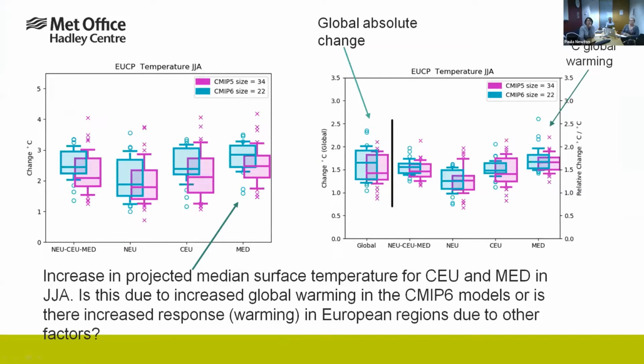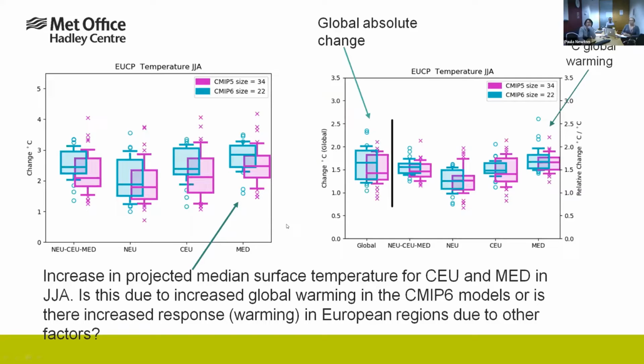We've got CMIP6 in the light blue, and the dark purple is the CMIP5. At the moment, I've got 22 CMIP6 models in the ensemble for surface temperature change. I can't see my own slide there very well. Here we go. The main change we're seeing is an increase in the projected temperature change for CMIP6, slightly, in the central and Mediterranean regions.